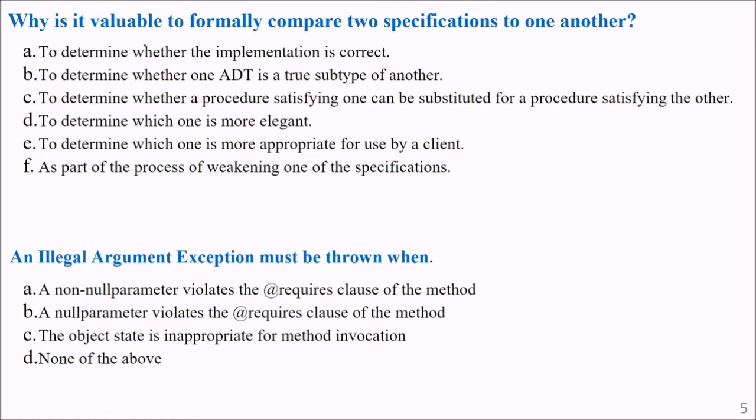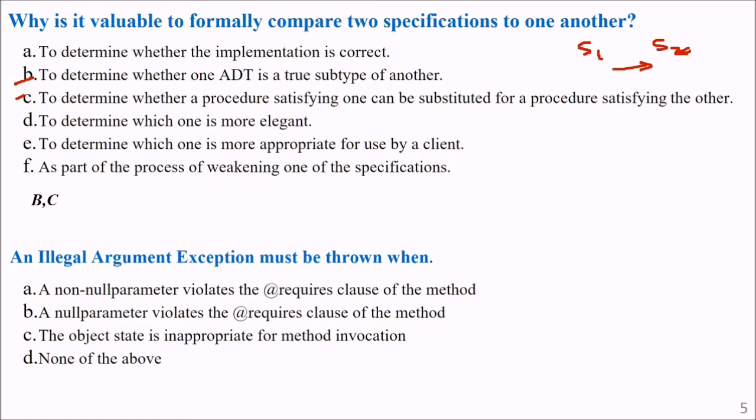Why is it valuable to formally compare two specifications with one another? The answer is, these are options for you. Please try to answer. Let's read all of these options carefully. The answer is B and C.